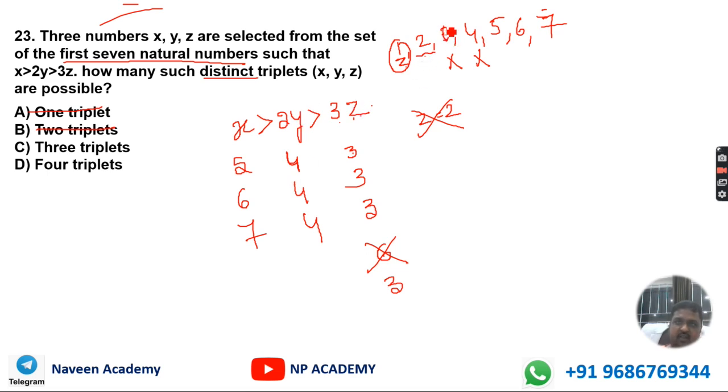Now I will go with the 3. So 2 into 3 will be 6, my dear friends. Then if it is 6, there is only one possible way, that is 7. So this triplet is also possible, my dear friends.